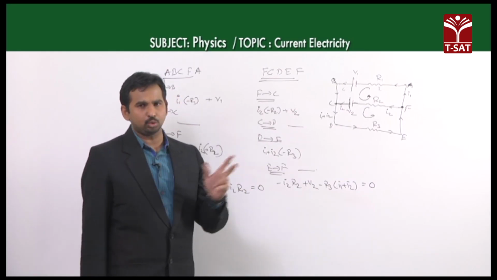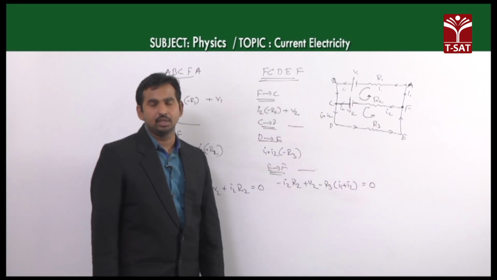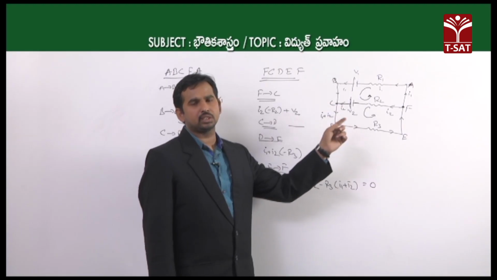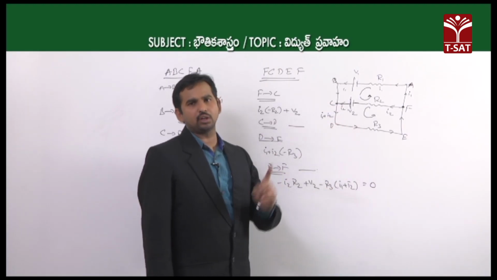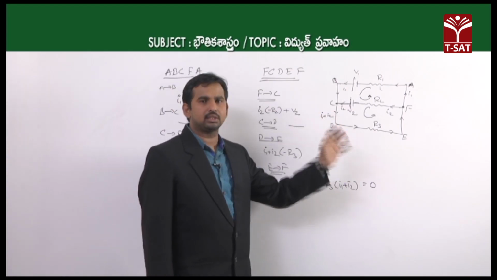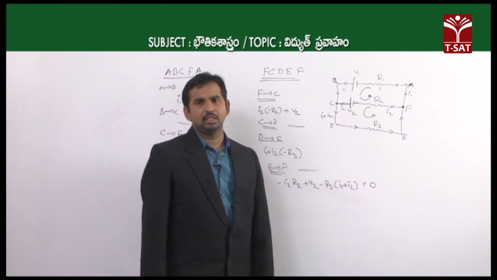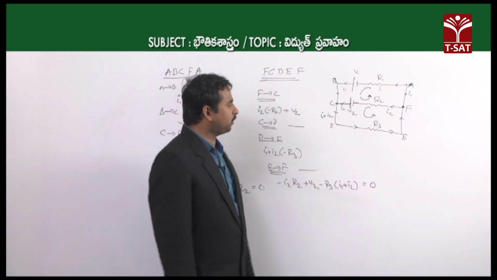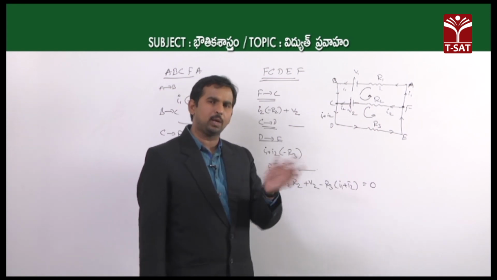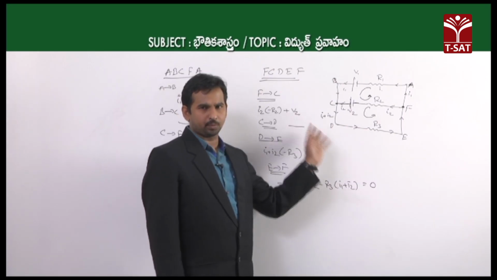So we follow mainly two rules. When taking the sign convention for the resistance, if you are going in the direction of the current, always take the resistance value as minus. If you are going opposite to the direction of the current, always take the resistance value as plus. And in the same way for the voltage, the potential difference, if you are going from low to high potential, negative terminal to positive terminal, you have to take that as positive.